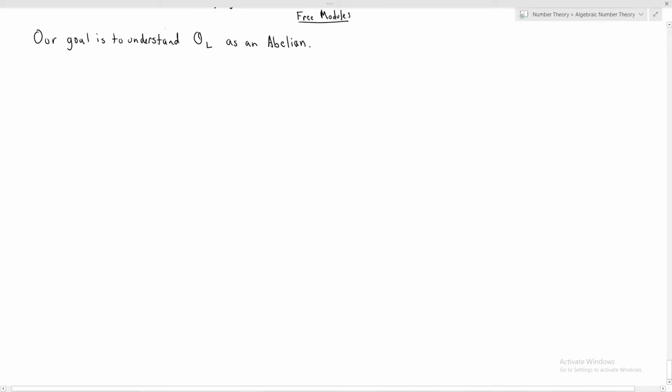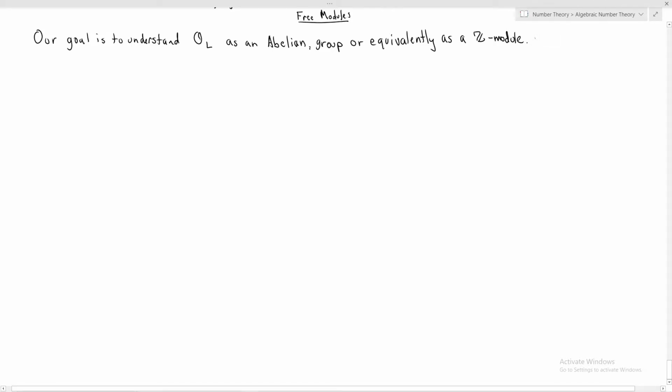Possibly the most general way to state the goal of algebraic number theory is to understand these rings of integers, just full stop. One way to do this is to understand it as an abelian group, or equivalently, since abelian groups are exactly Z modules, as a Z module. Okay. So what does this look like? What does the additive group structure on O sub L look like?